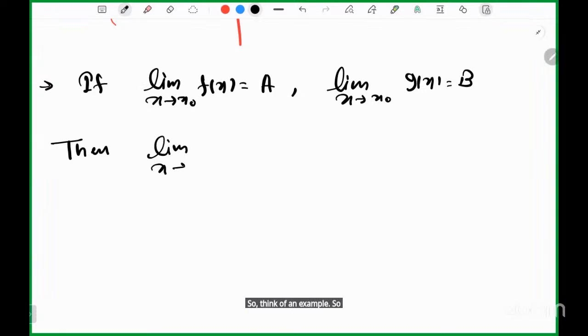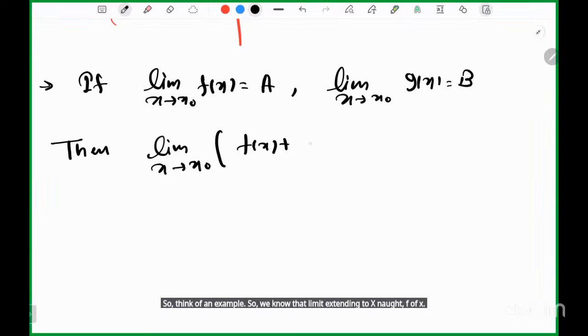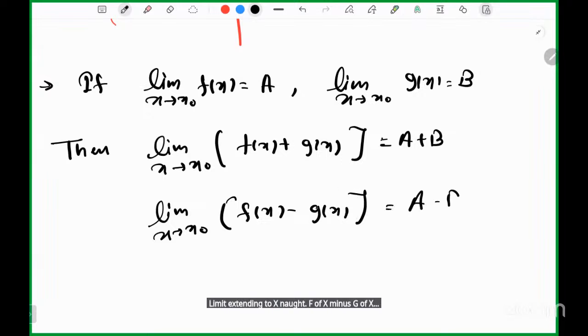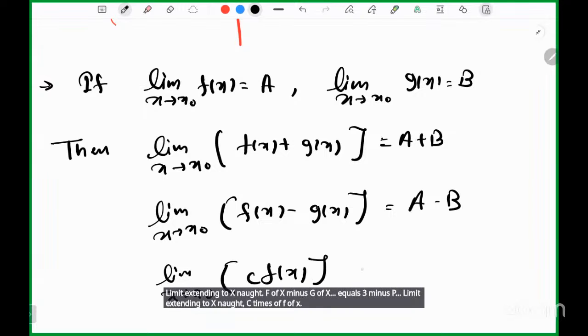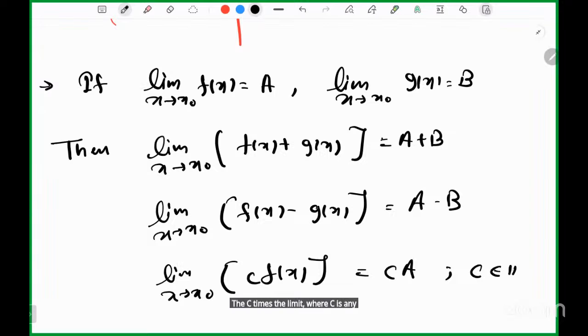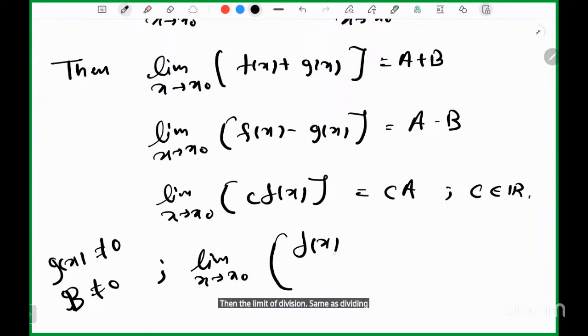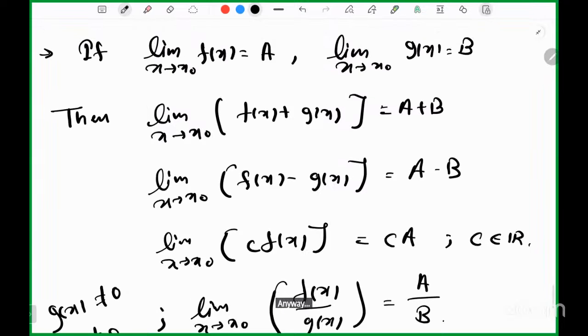So we know that limit x going to x naught of f of x plus g of x is equal to A plus B. Limit x going to x naught of f of x minus g of x is equal to A minus B. Limit x going to x naught of c times f of x is c times the limit, where c is any real number. And the last one says if g of x is not equal to 0 and B is not equal to 0, then the limit of the division is the same as dividing the limits. Is that clear? Fine.